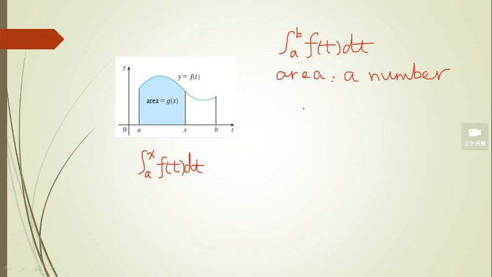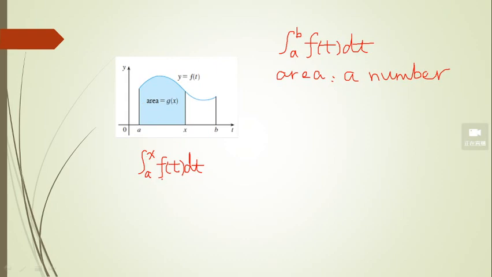So here we use the independent variable t. Now my x is the variable between a and b, and this x can be changed; it can shift from a to b. Now how can we represent this area? I'm just repeating this. So this area is the integral from a to x of f(t) dt.